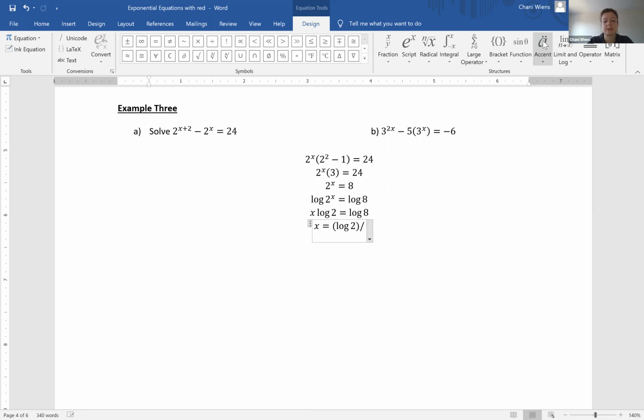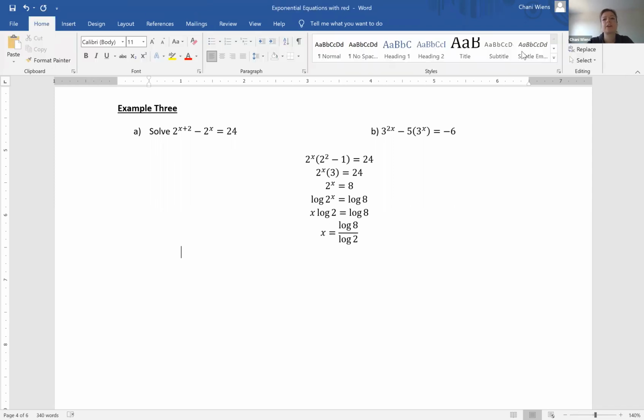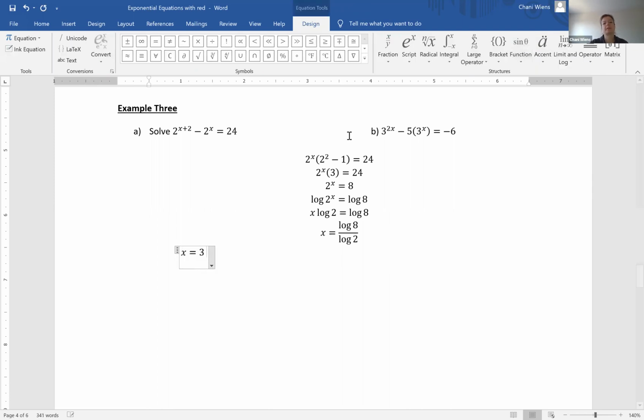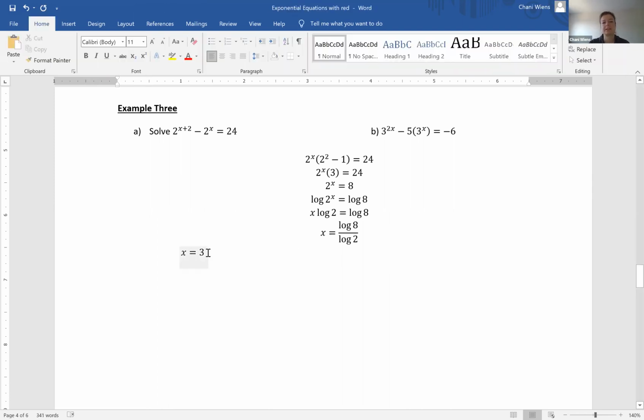Of course, I have to always worry about formatting on here. Oh, sorry, my bad, it's log 8. Sorry guys, log 8 divided by log 2. Okay, and if you put that into your calculator, you get 3, which is the answer. Okay, which I don't know why it's going over there. See, this is what I mean, kind of drives me crazy. All right, so that is example 3A.